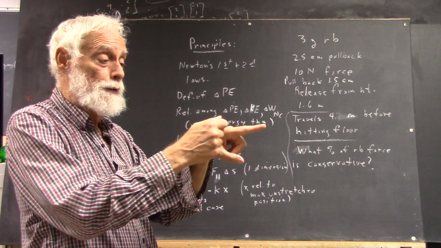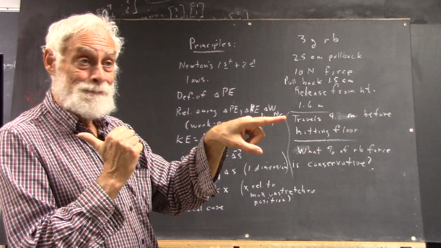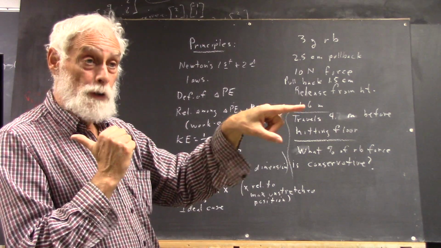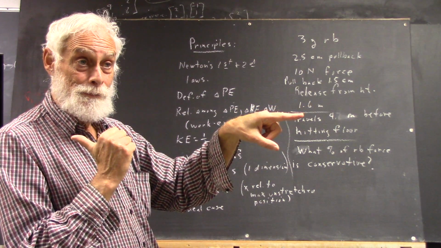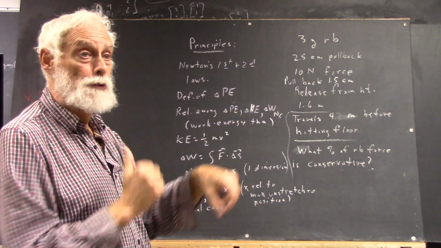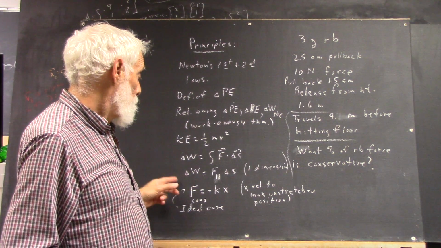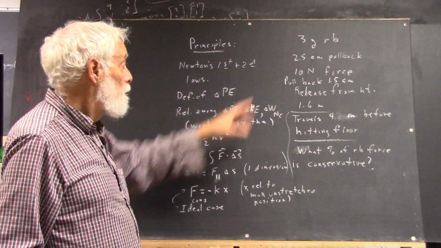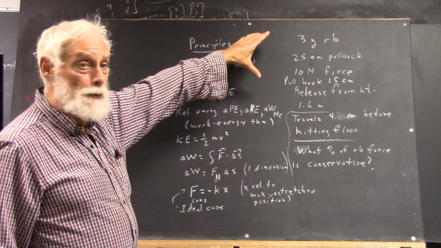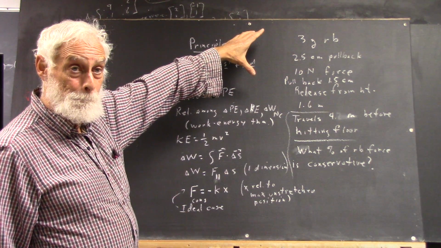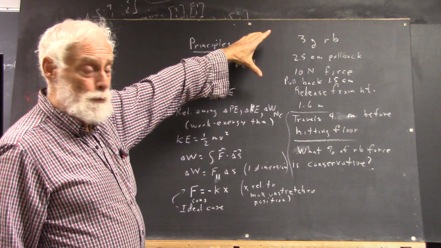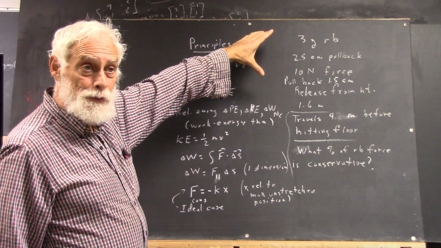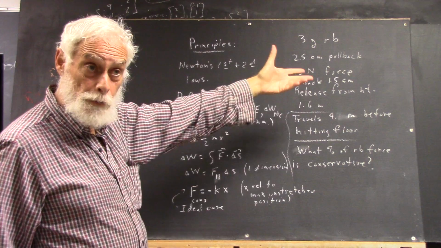If your force is like this and your displacement is back here, then one of them is going to be positive, one of them is going to be negative, whichever direction you choose to be positive. Okay, then in the ideal case, in this case, we'll at first regard the rubber band as ideal, right? We're going to find out that it isn't, because if it was ideal, the rubber band would have gone a lot further.